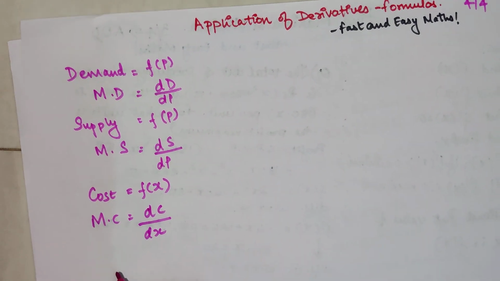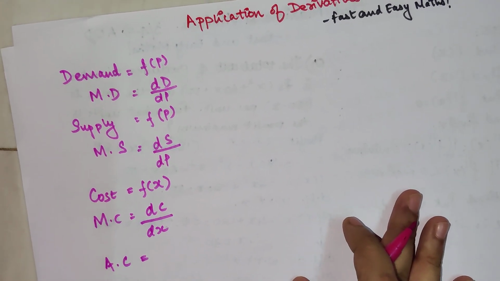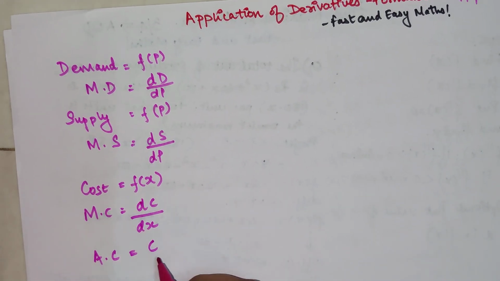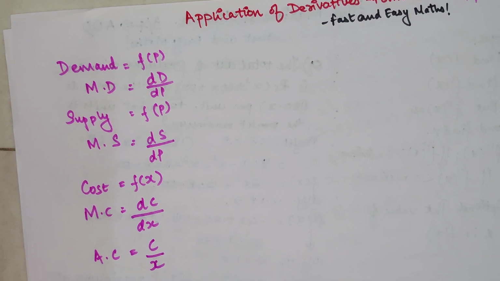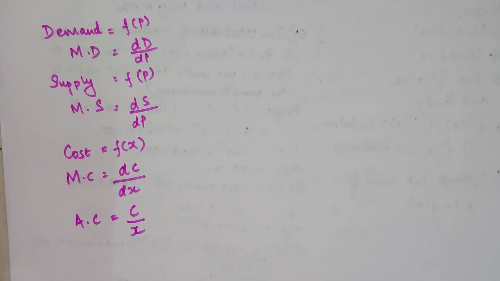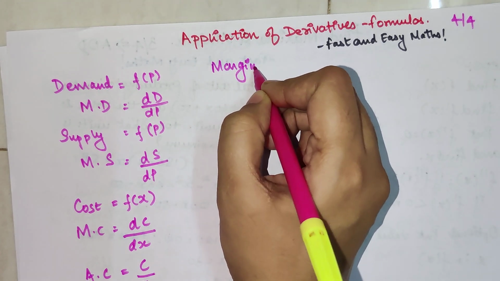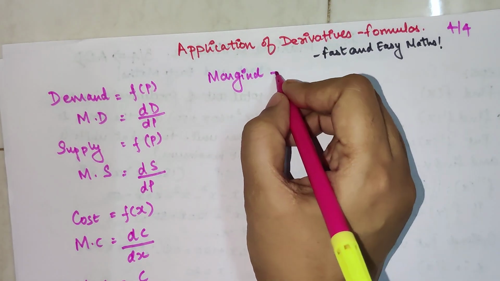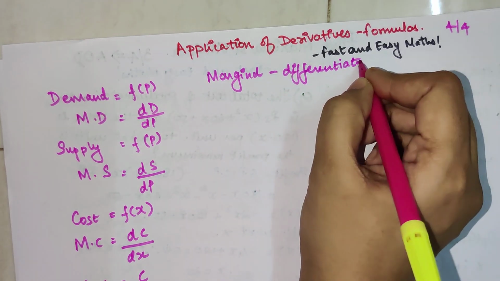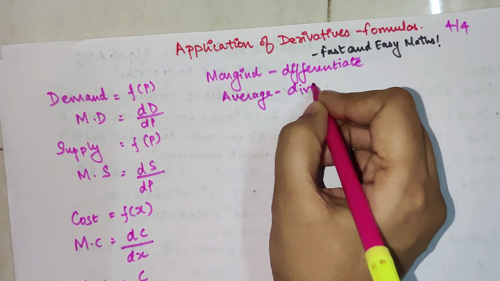Now students, at times they ask you to find average cost also. So what is average cost? Average cost is nothing but just dividing your cost by the quantity. Here you do not need to differentiate. So there are a few things you need to remember: when they tell you to find marginal of anything, you just have to differentiate, and when they tell you to find average, you just need to divide.